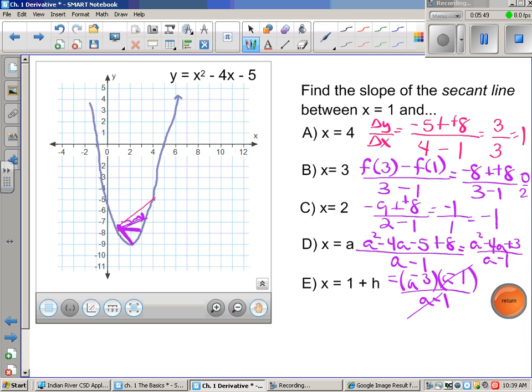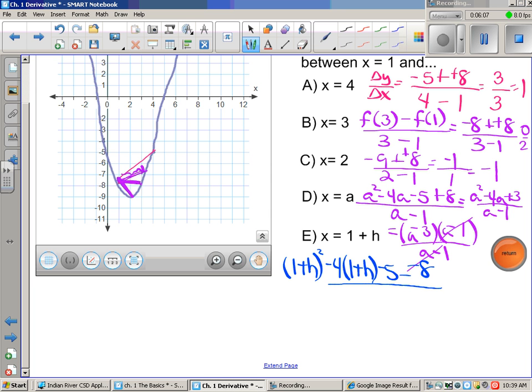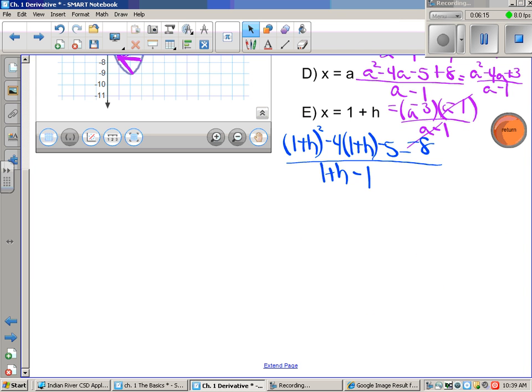All right, how about 1 plus h? To do 1 plus h, I'm going to need a little more space here, so I'm going to move that down. 1 plus h, same form. In other words, I'm going to do 1 plus h in place of x. Every place I see x, I'm going to put 1 plus h. And I have minus a negative 8 over 1 plus h minus 1. All right, we're definitely going to need some room here, so let's keep going there.